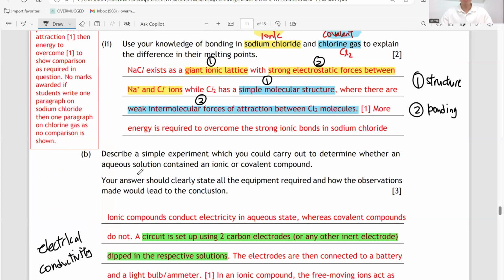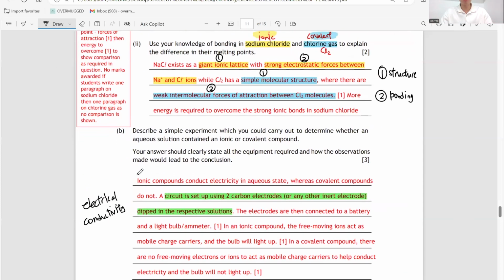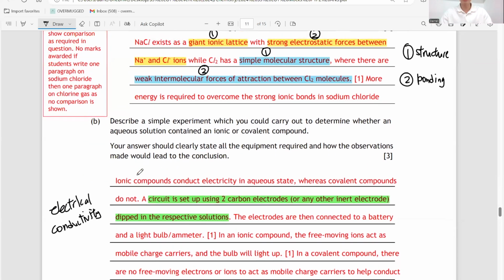So for part B, right, unfortunately, I won't have time for y'all to copy this fully, but the only thing I need you to remember here is this. If I want to differentiate, hey, which is ionic and which is covalent, I should test using electrical conductivity. In short, ionic compounds should be able to conduct electricity in aqueous state, but covalent compounds cannot. So what is the example and the equipment that you will set up? It's just testing for electrical conductivity, whether the light bulb will light up or not.